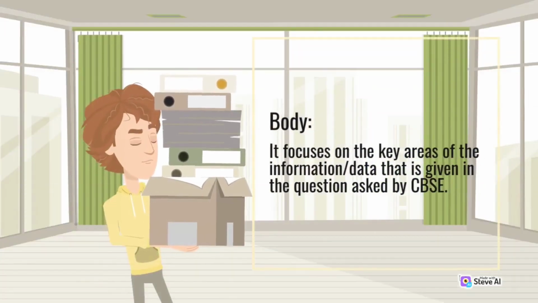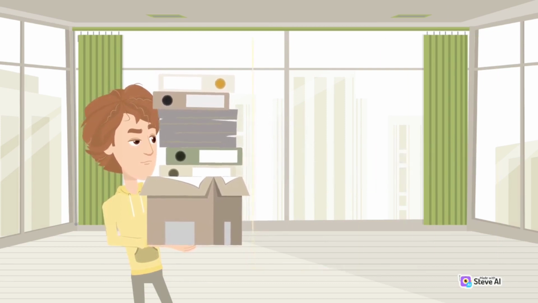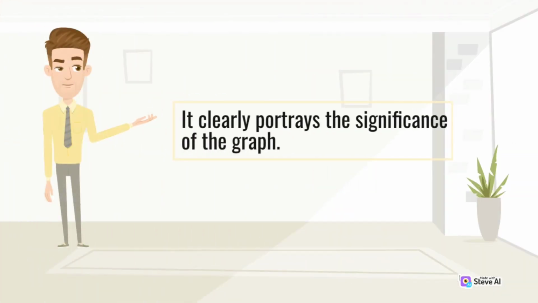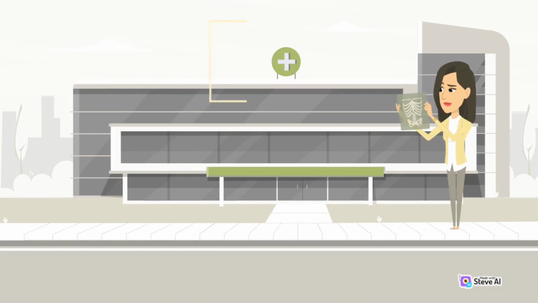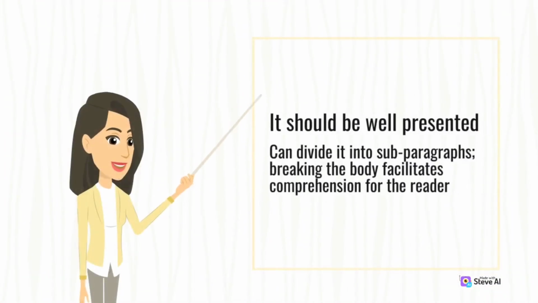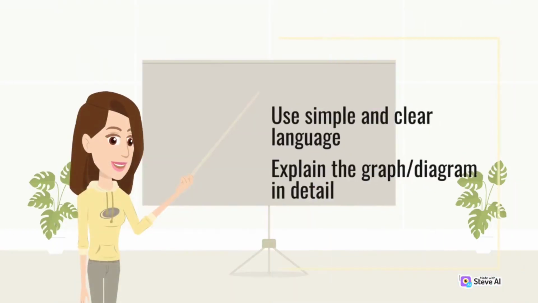Body. It focuses on the key areas of the information or data that is given in the question asked by CBSE. It clearly portrays the significance of the graph. The following requirements should be covered as part of the body. It should be well presented, and can be divided into sub-paragraphs. Breaking the body facilitates comprehension for the reader.